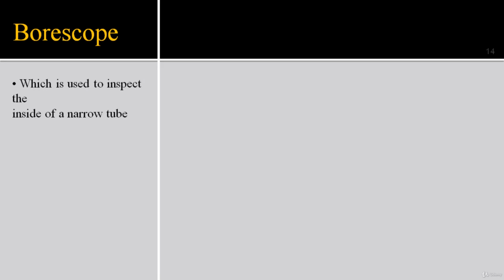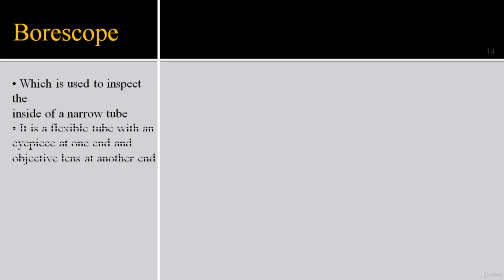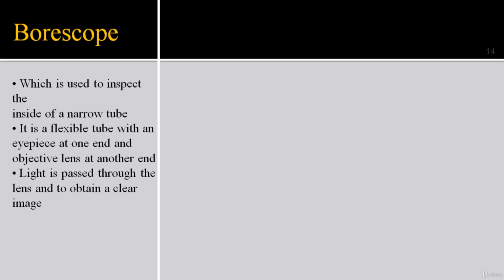Again, the borescope is used to inspect the inside of a narrow tube. Suppose there is a very narrow tube and we want to know what is inside it. So you use a borescope to see the things. It is a flexible tube with an eyepiece at one end and an objective lens at the other end. We place the lens in a narrow tube and we see by our eyes what is inside the tube. Light is passed through the lenses, and to obtain a clear image, we pass light in these lenses and we get clear images of an object.